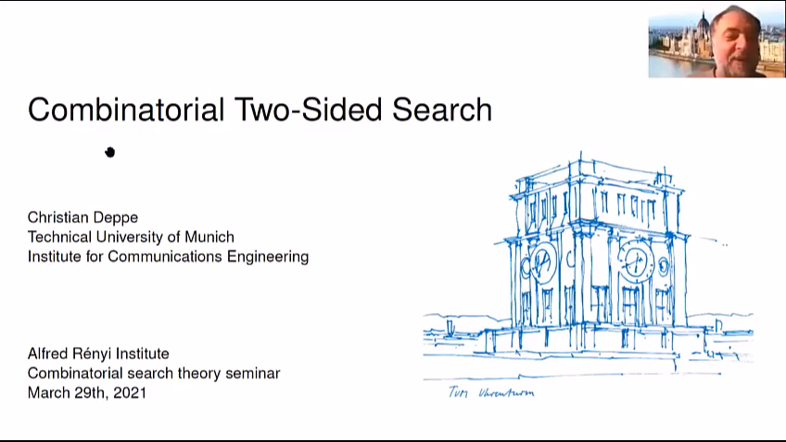Thank you for inviting me again to this talk. So today I will talk about combinatorial two-sided search. I think the name two-sided search is a little bit strange, but I will tell you what it means.